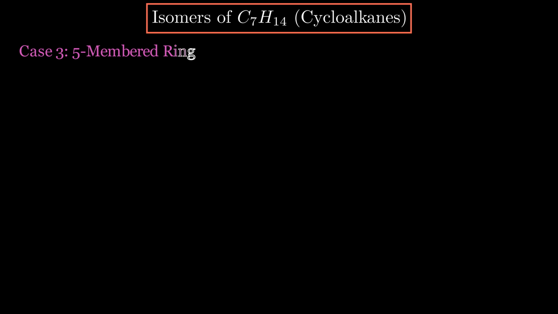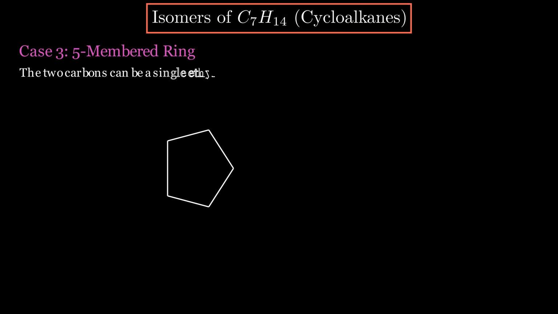Case 3, a 5-carbon ring with 2 carbons as branches. The 2 carbons can be a single ethyl group. First, we can add the 2 carbons as a single ethyl group, giving ethylcyclopentane.